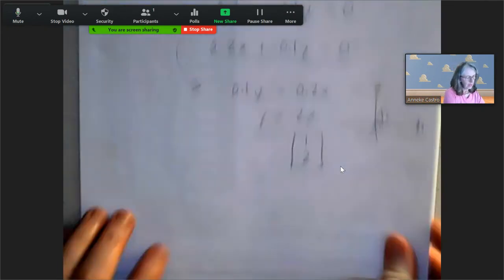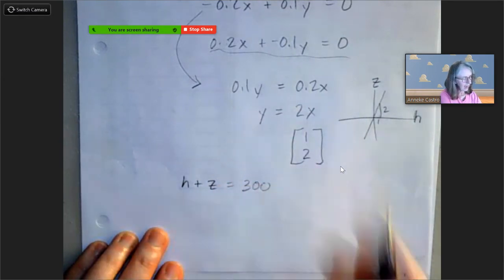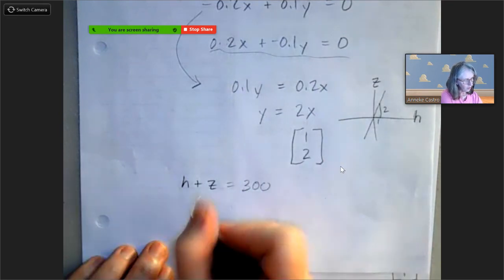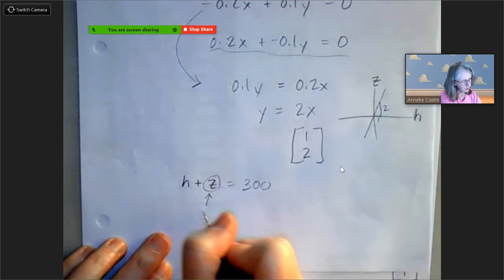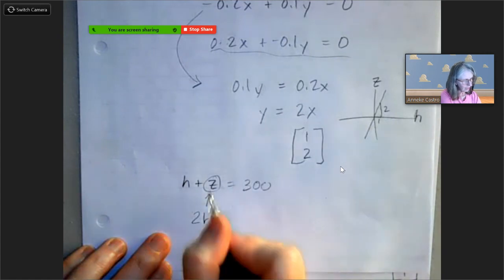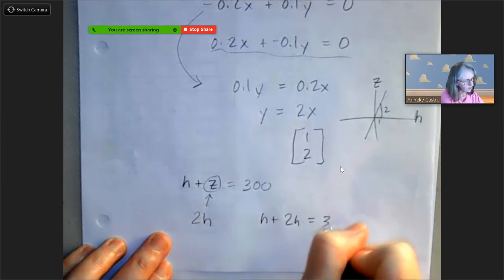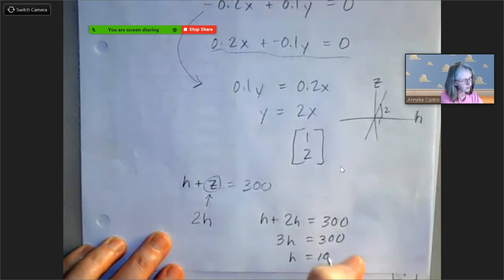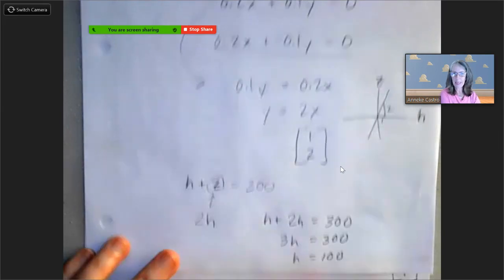Okay, so I know that my number of humans plus my number of zombies has to equal 300. And I know that I have to have twice as many zombies as I have humans. So the number of zombies is going to be 2 times the number of humans. My z here has to be 2 times the number of humans. So I can replace my z with 2h. So I can write h plus 2h is equal to 300. So 3h is equal to 300. So h is equal to 100. So there would be 100 humans and 200 zombies is what my equilibrium population would be.